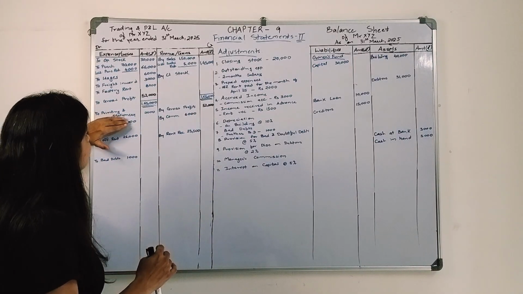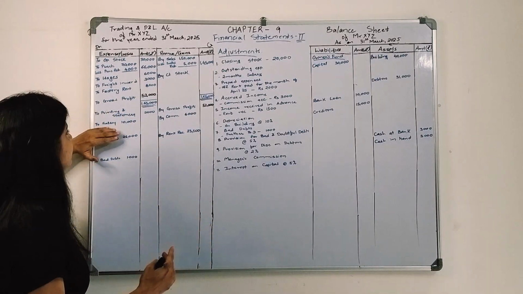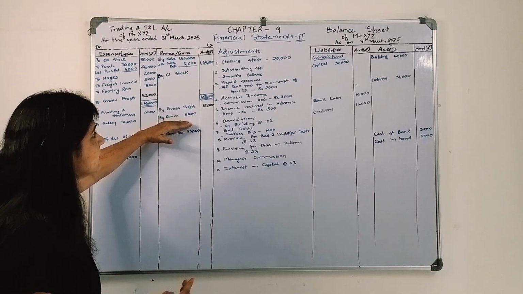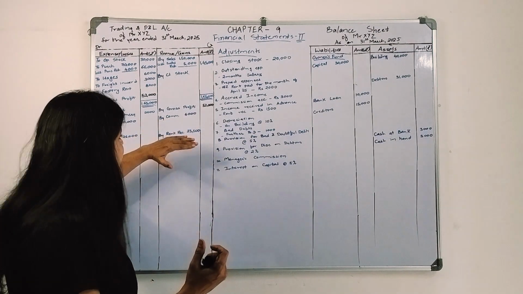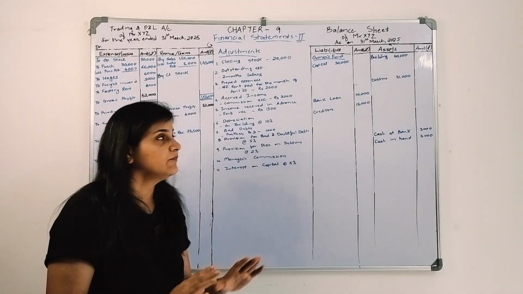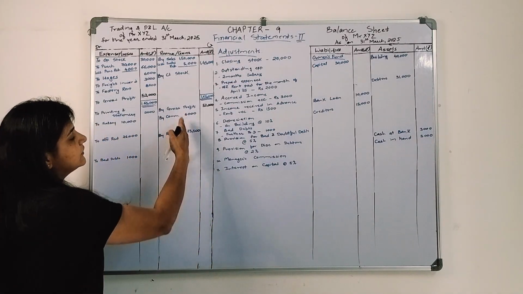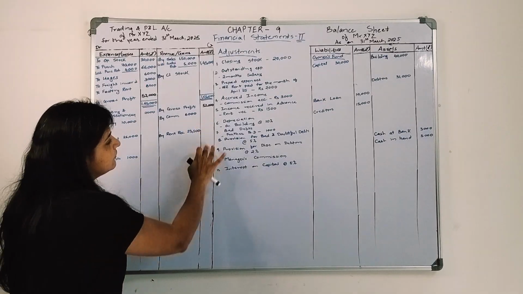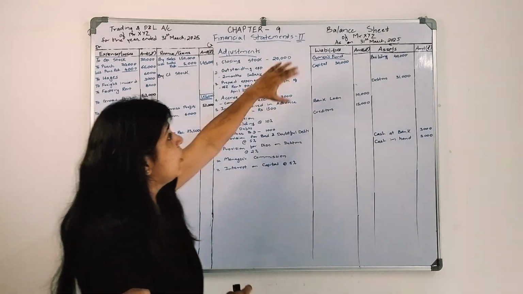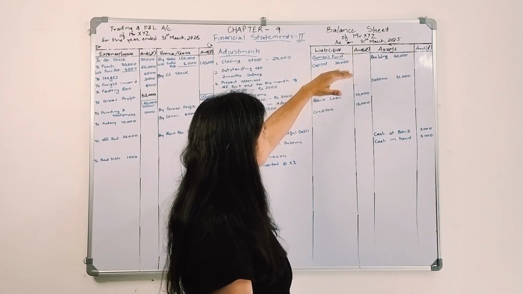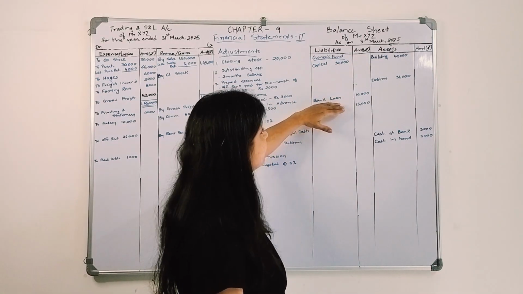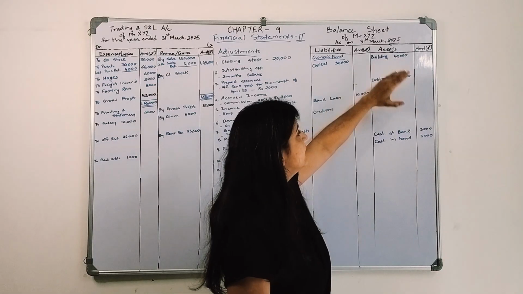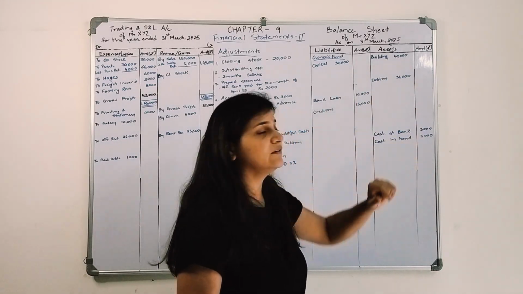First is printing and stationery, salary, office rent, bad debts. On the revenue or gain side, there is commission and rent received. Why have I written all these in the column? Because there are certain adjustments we have to do, then we will show them in the outer column. On the liability side, there is capital, a bank loan, and creditors. On the asset side, we have building, debtors, cash at bank and cash in hand.